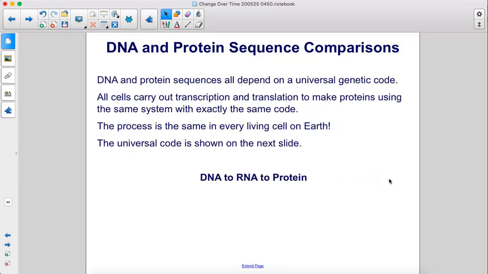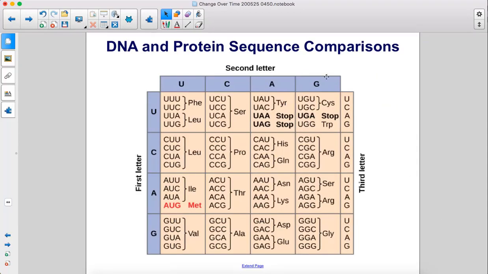DNA and protein sequences all depend on a universal genetic code. All cells carry out transcription and translation to make proteins using the same system with exactly the same code. The process is the same in every living cell on Earth. The universal code is shown on the next slide. DNA to RNA to protein. Here is the universal code.